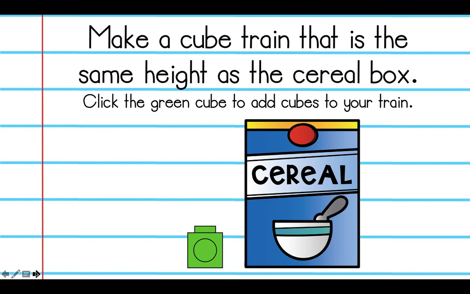Make a cube train that is the same height as the cereal box. So now we're going to look up here at the top of the cereal box and we want to make a cube train that's going to be exactly the same height. So look at it. Am I going to keep adding? Ask yourself, do I keep adding linking cubes? If the answer is no, you can do a thumbs down. If you think yes, a thumbs up, or you can say the answer out loud. If you think we're going to add more, that is correct.